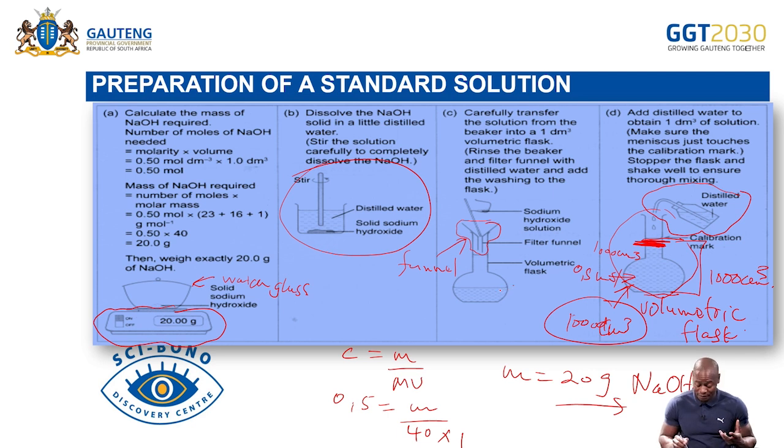You can see here they have filled the volumetric flask, then swirled. You don't shake, you swirl until all the contents are dissolved. After the sodium hydroxide is dissolved, you fill the volumetric flask to that mark. Already we have 1000 cubic centimeters of the solution, and you also know its concentration. So it's simple like that.